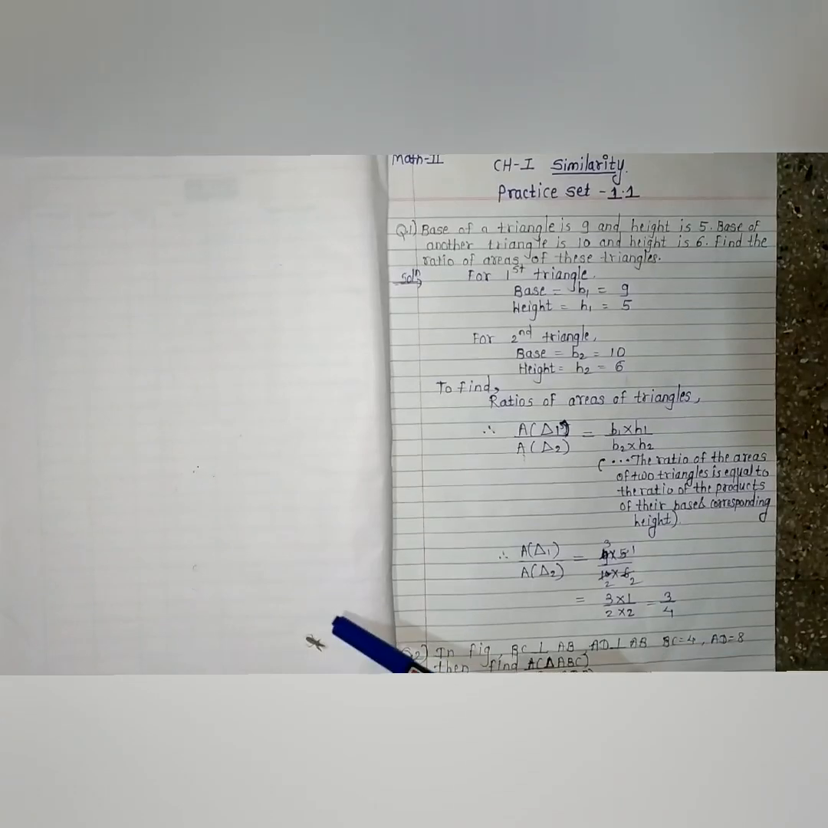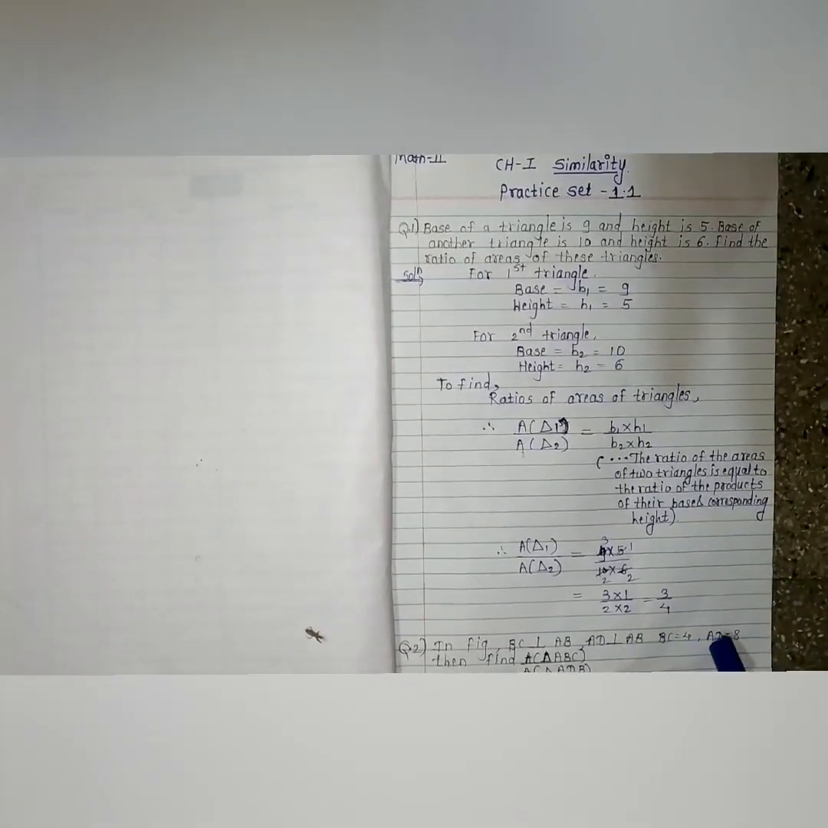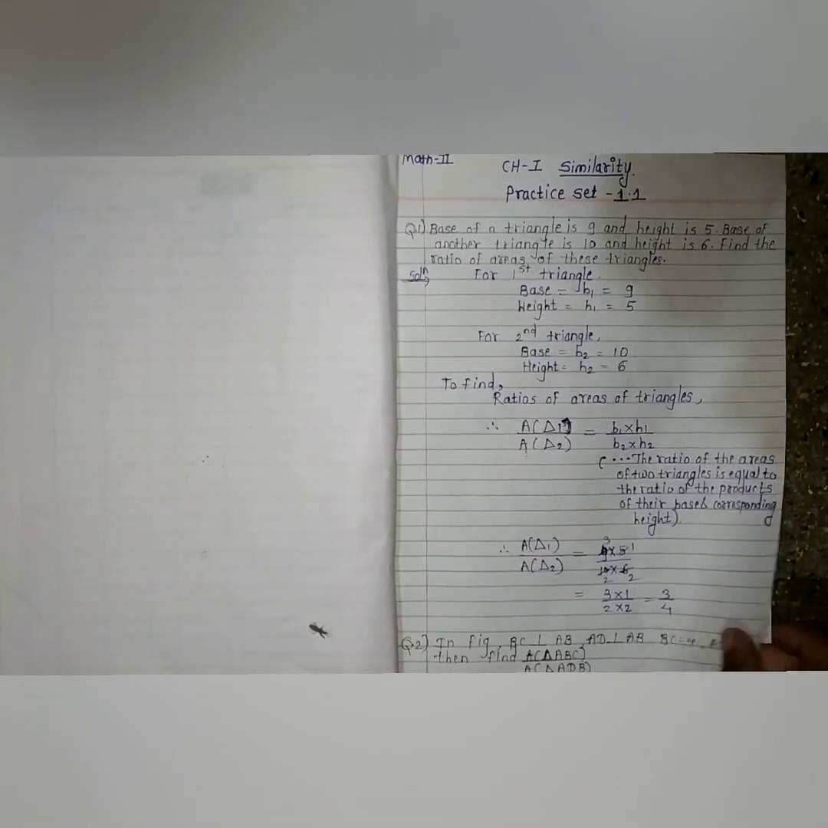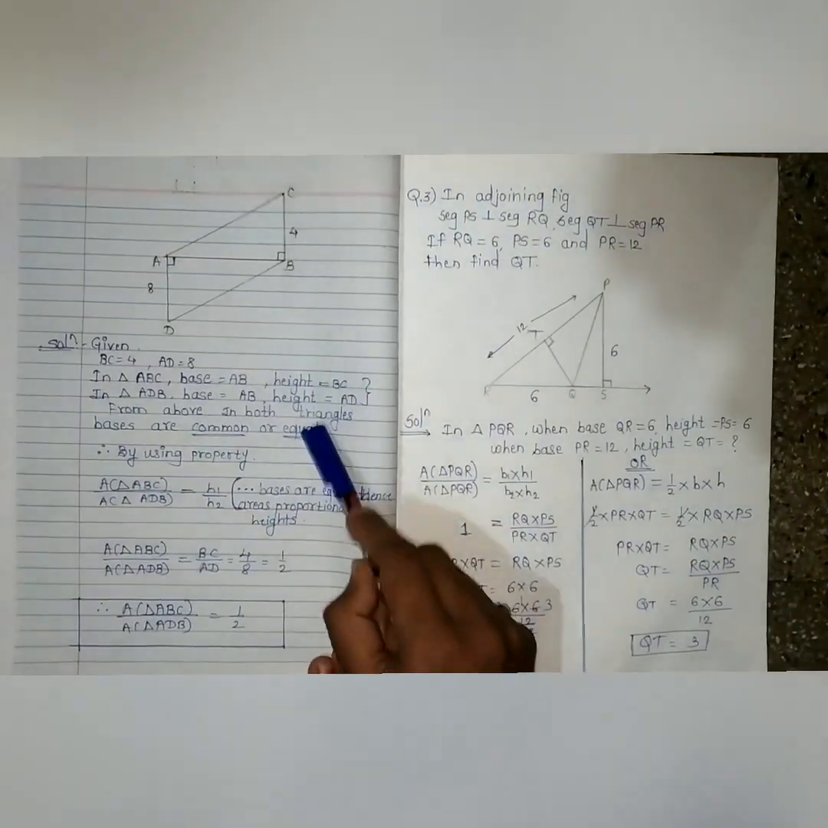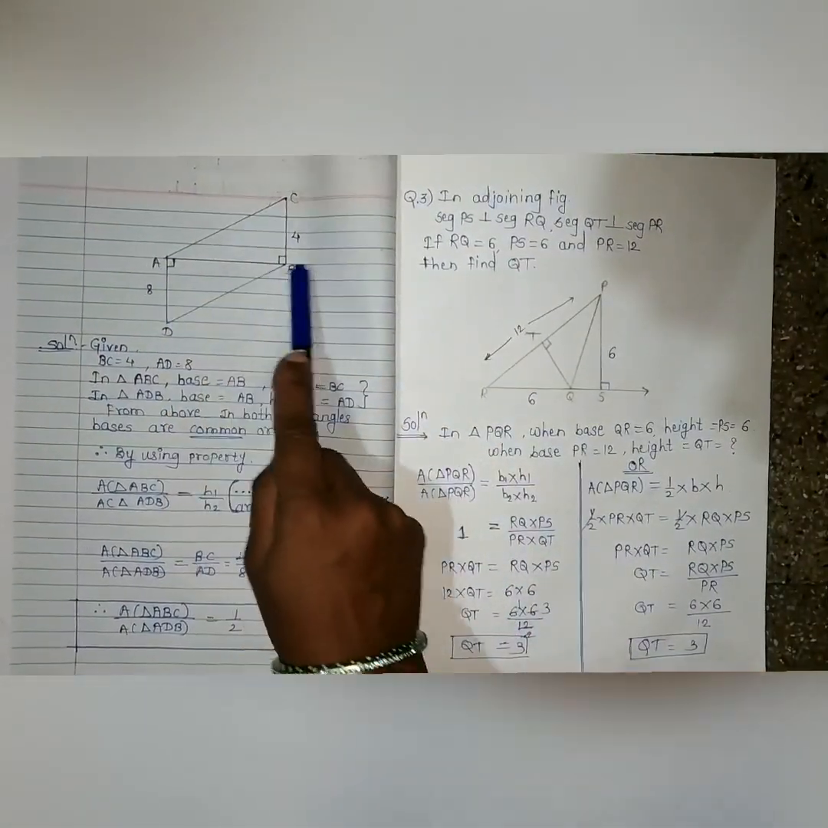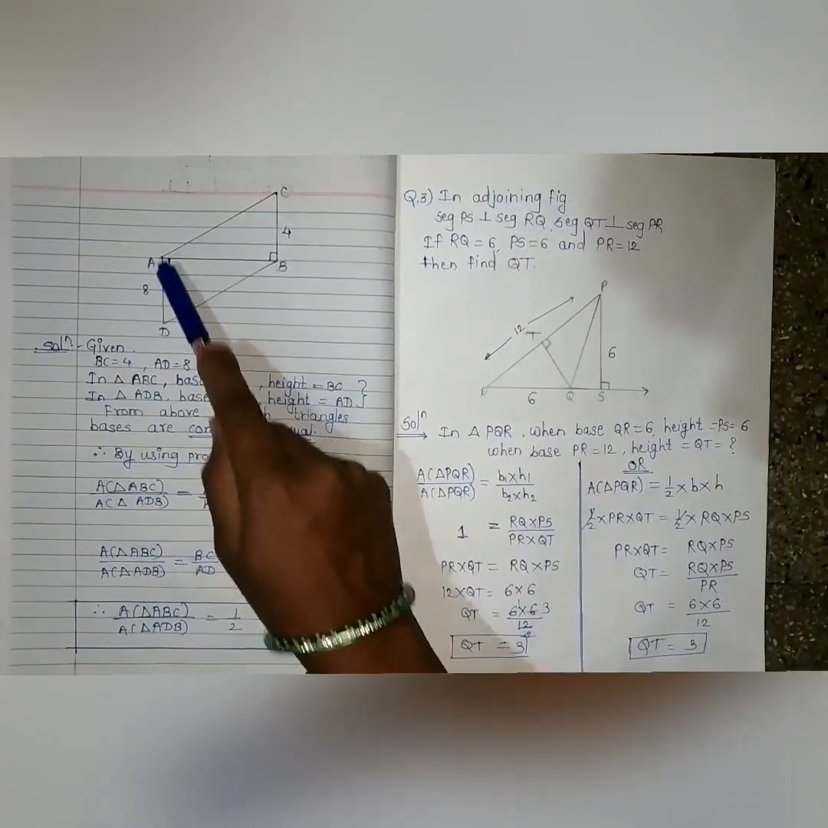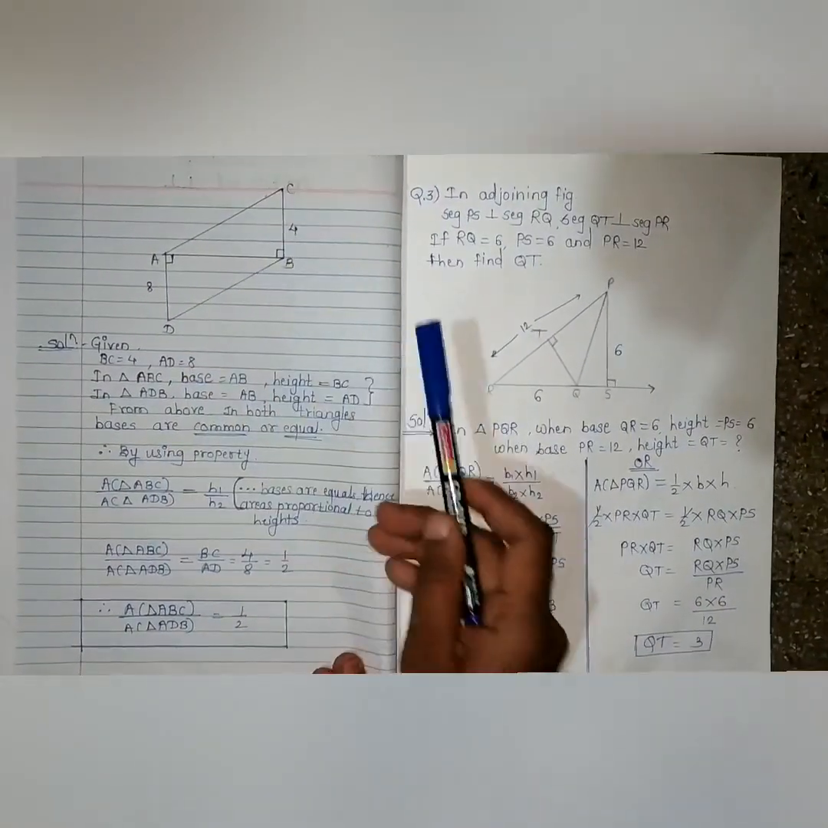Now example number 2. In a figure, BC is perpendicular to AB, AD is perpendicular to AB, BC is equal to 4, and AD is equal to 8. Then find the area of triangle ABC upon the area of triangle ADB, meaning find the ratio of the areas of triangle ABC and triangle ADB. Now what is the figure? Here BC is perpendicular to segment AB and AD is perpendicular to AB.